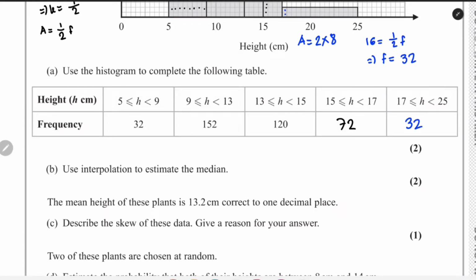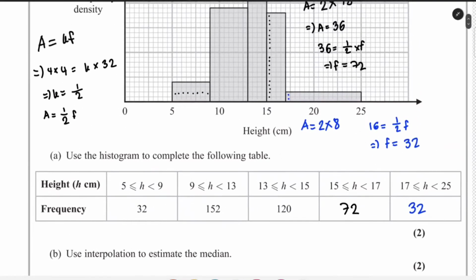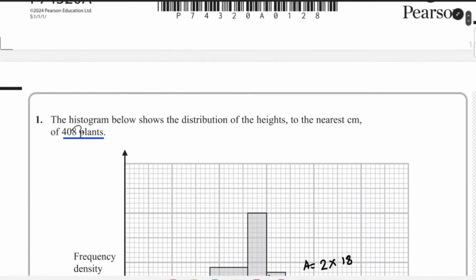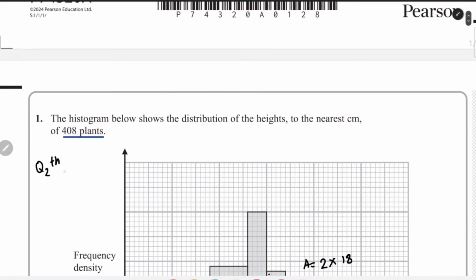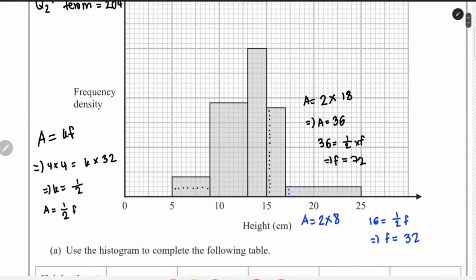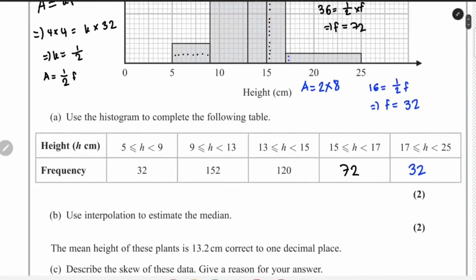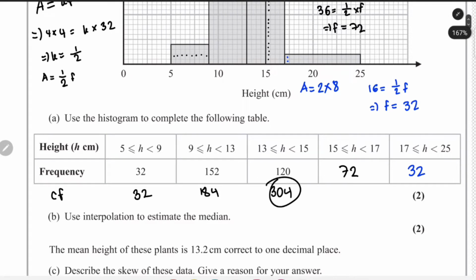In part B, we have to use interpolation to estimate the median. So we know that the total number of terms is 408. So the median term will be the 204th value. If we write the cumulative frequency, this would be 32. The next one is 184, and the next one is 304. So we have got the median here. So the median is in this class.